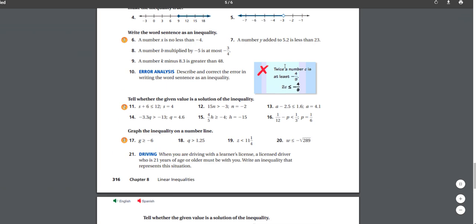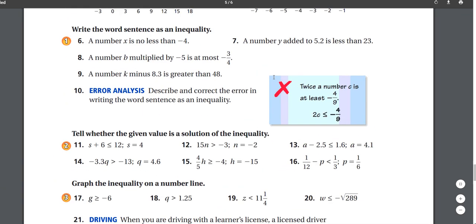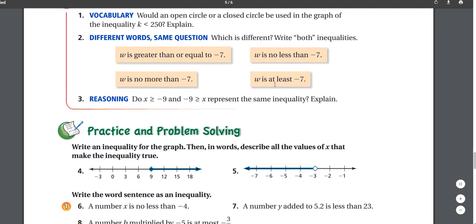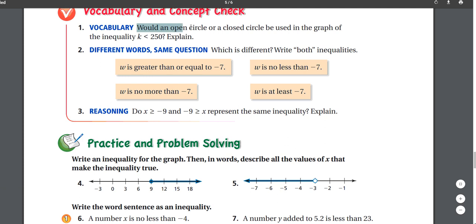All right, so number 1 says, would an open circle or a closed circle be used in the graph of this inequality? So ultimately, if there's no equal to, you need an open circle. If there was an equal to, you would need a closed circle. So that's really the answer to number 1. So I would say that this should have an open circle because there is no equal to.